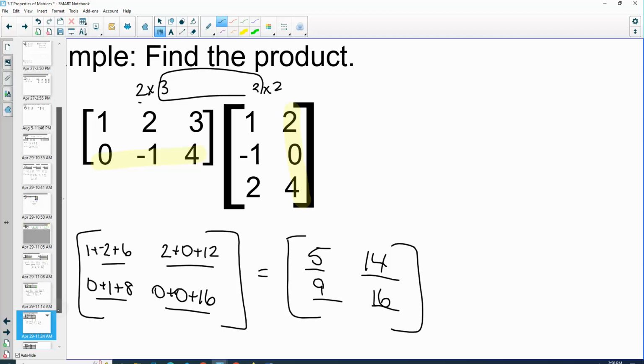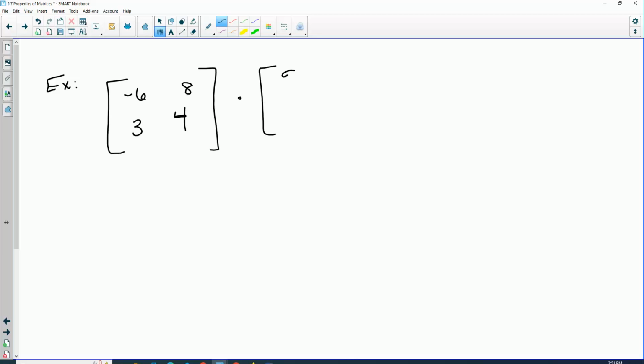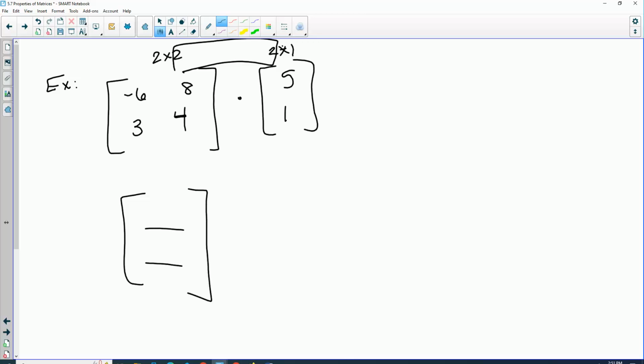Let's try, I'm going to make up a problem. What's the size of the first one? Second one? So can I multiply them? Yes. How big will my answer be? So 2 rows, only 1 column for our answer. Right.